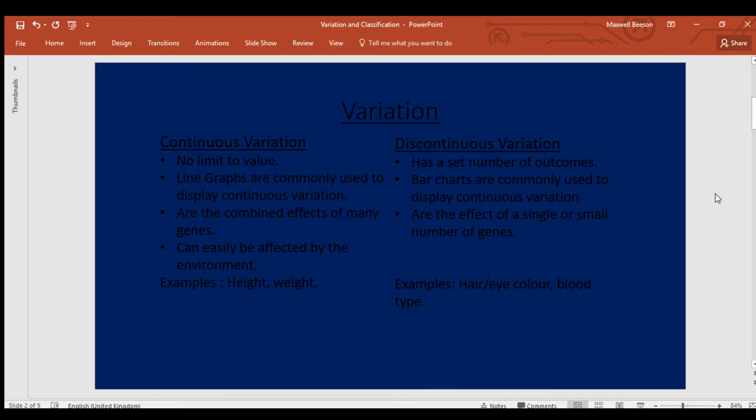Discontinuous variation has a set number of outcomes. For example, hair can only be a certain amount of colours, and blood type you can only be A, B, AB, or O. Now, bar charts are commonly used to display this type of variation, and this is the combined effect of a single or a small number of genes. Examples: hair or eye colour and blood type.